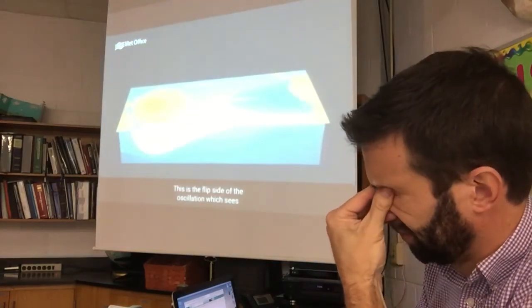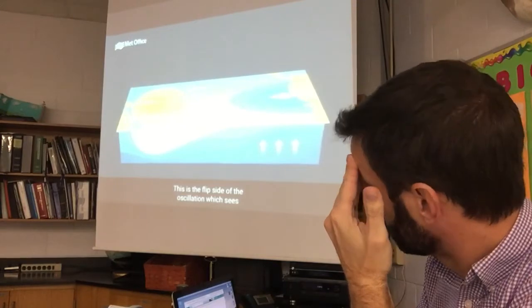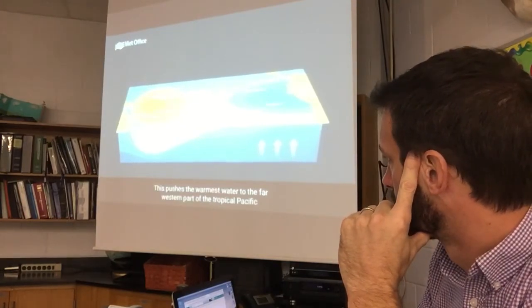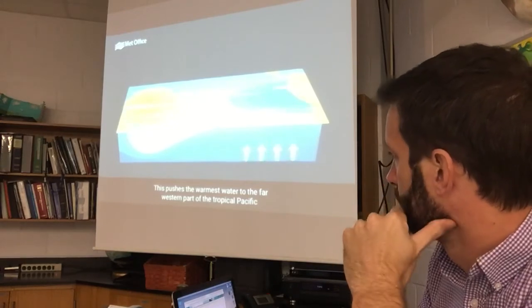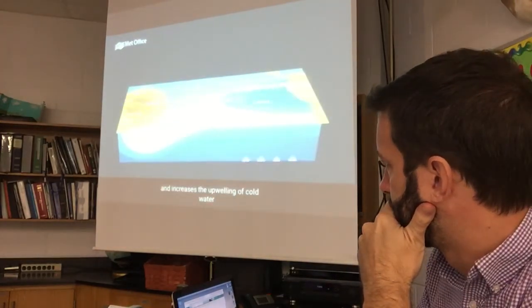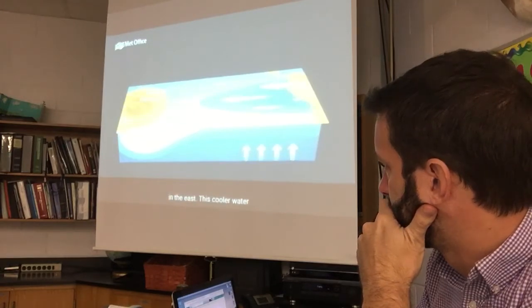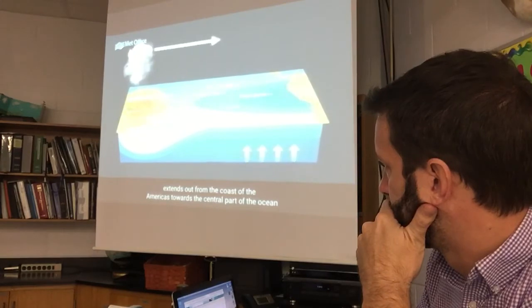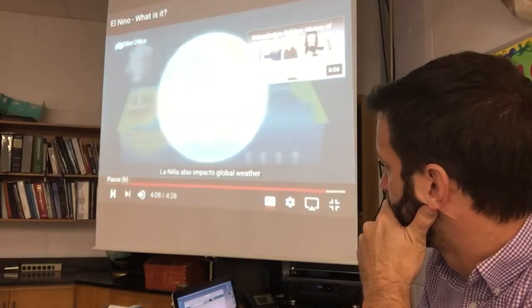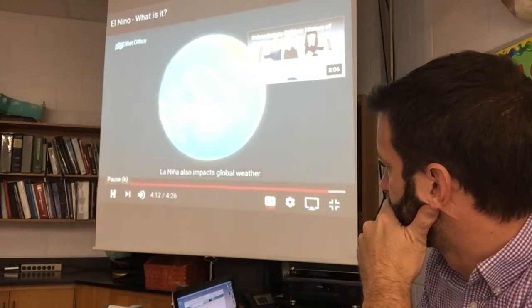This is the flip side of the oscillation, which sees a strengthening of the normal trade winds. This pushes the warmest water to the far western part of the tropical Pacific and increases the upwelling of cold water in the east. This cooler water extends out from the coast of the Americas towards the central part of the ocean. La Nina also impacts global weather.